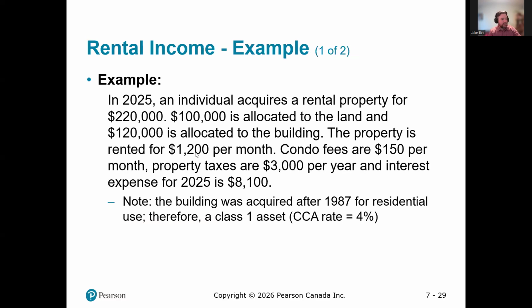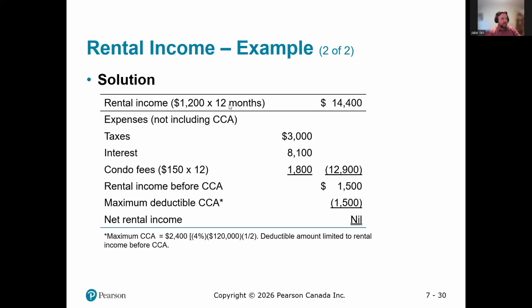If the monthly rent is $1,200 per month, and we have 12 months in a year, it's expected we would collect $14,400 of rent. That's our income. We can then deduct certain expenses: our property taxes, the interest on the loan, 8,100, and the condo fees that we're paying for the upkeep of the property, another 1,800. So from the 14,400, we pay 12,900 in expenses. So our net rental income is just $1,500 for the year.